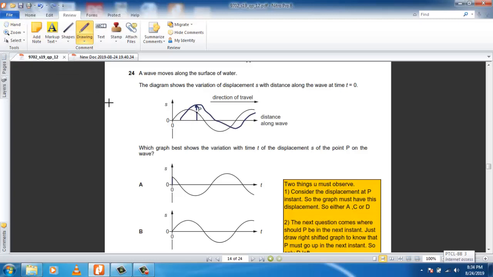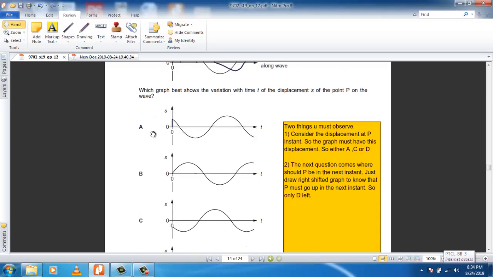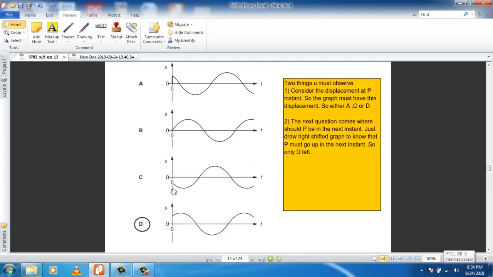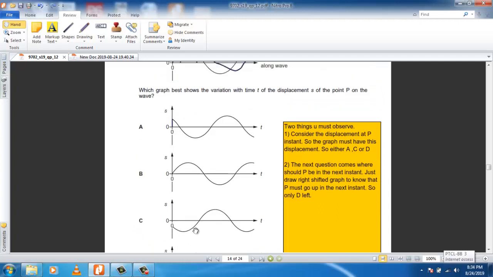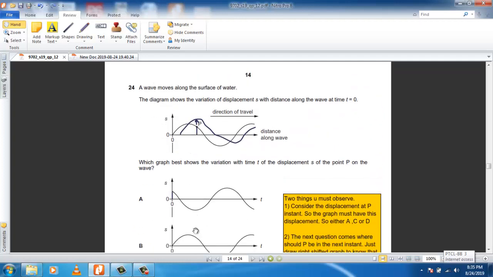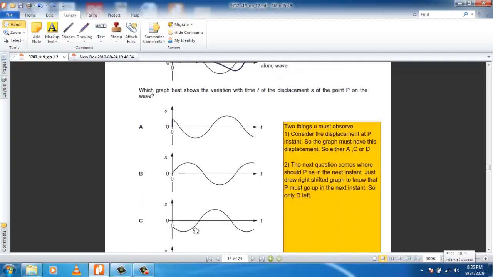So either A, it's going down, C, it's going down, D, it's going up. So it's D. You get that? 2 things to consider, and I have told you that.